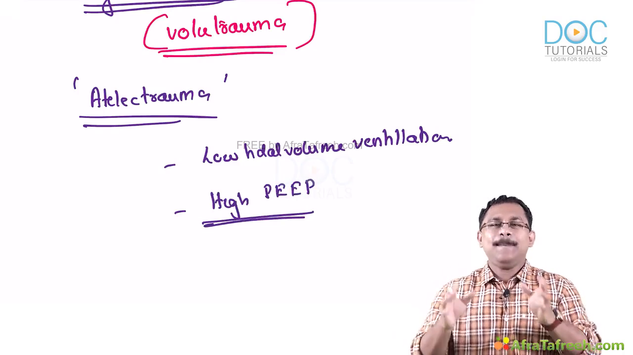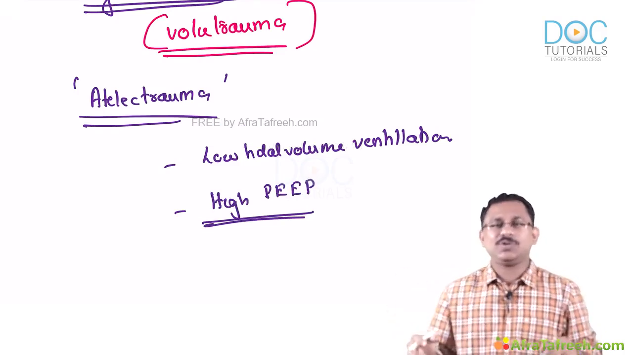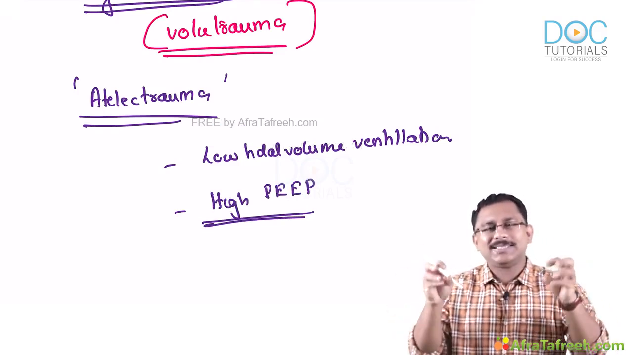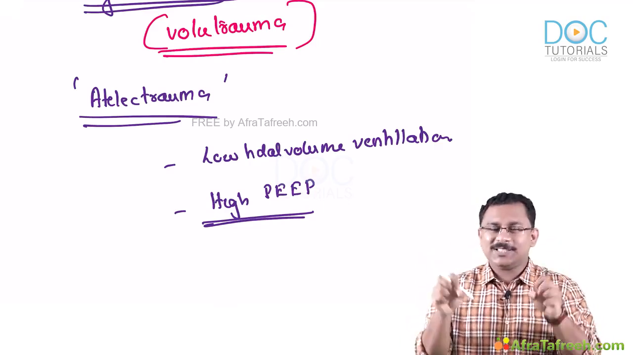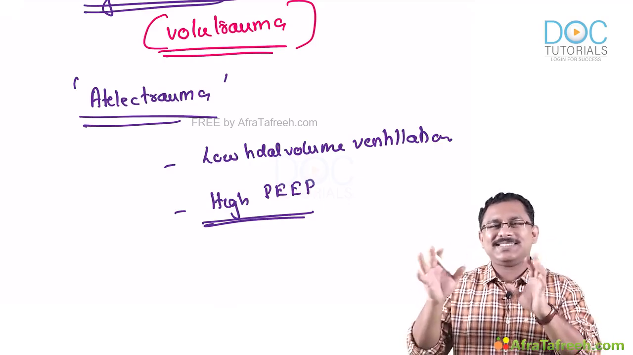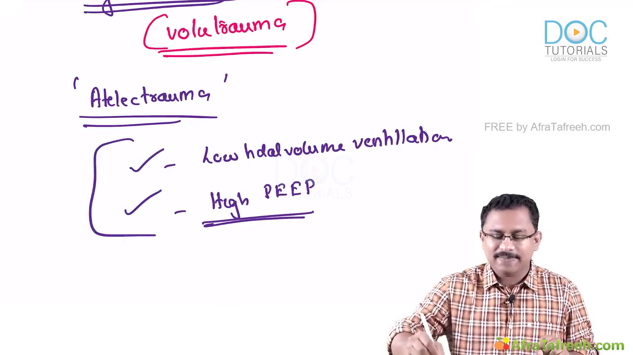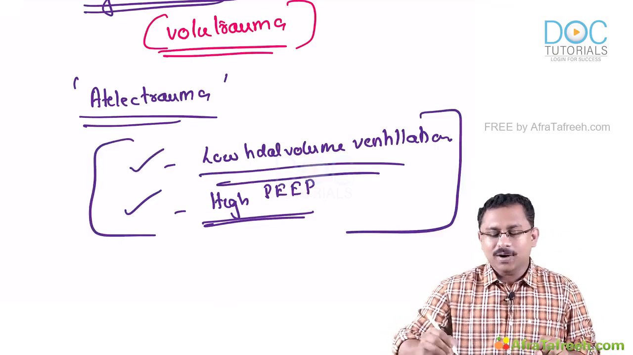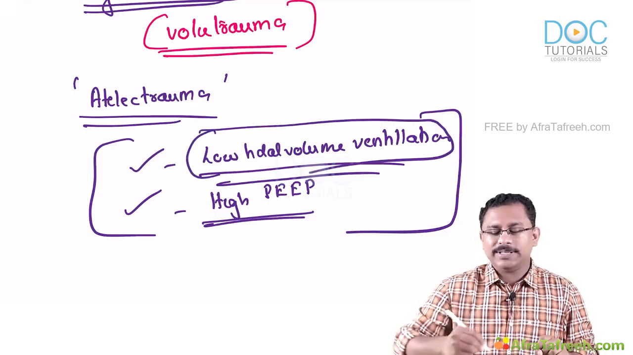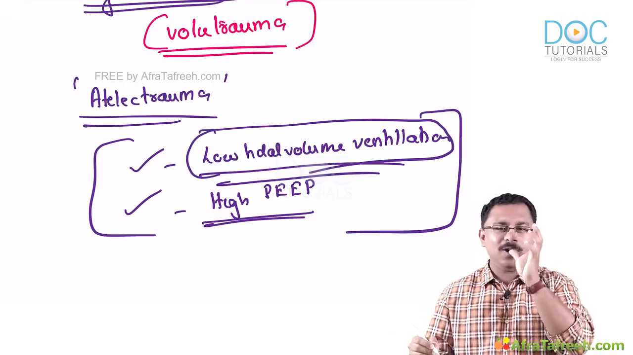Okay, so a higher positive end expiratory pressure also, so that the alveoli do not collapse at the time of expiration. You remember the problem because of the surfactant loss, alveolar collapse. So these two strategies are very important. Out of this, the most important one I would say will be the low tidal volume ventilation.